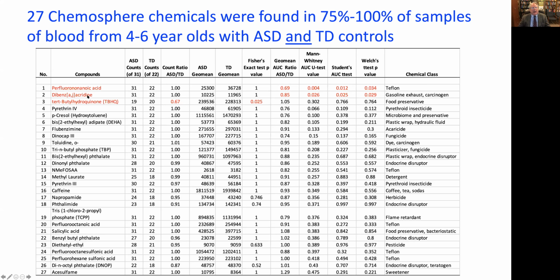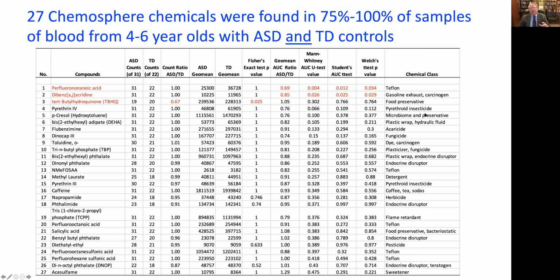And dibenzacridine, which is an exhaust product and also a carcinogen, was also decreased in children with autism. And then a common food additive or preservative called tert-butylhydroquinone was present in 19 of 31 children with ASD, but 20 of 22 children with TD. So it was actually decreased in children with autism, and it was statistically significant.